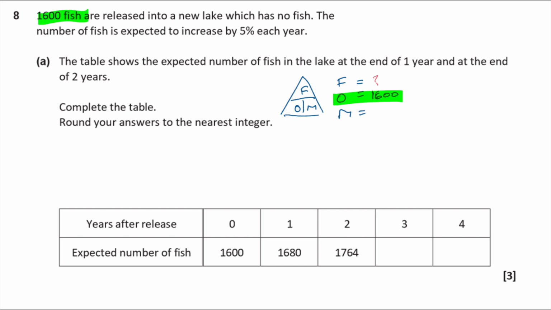Okay, comes from there, look. And then the multiplier is going to be, well, it comes from here, an increase of 5% each year. So when you're doing a percentage increase, you always start with 100%. If I add on 5%, that's going to give me 105%, which is 1.05 as a multiplier. Okay, so then to do the first year, I would do like final equals original times multiplier.